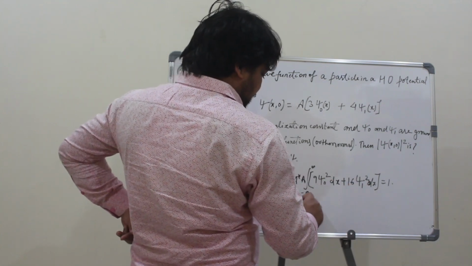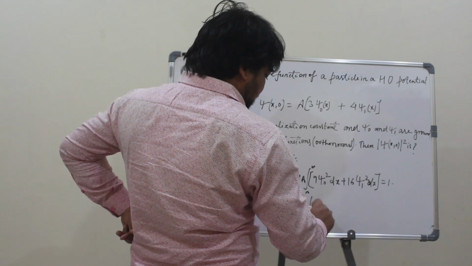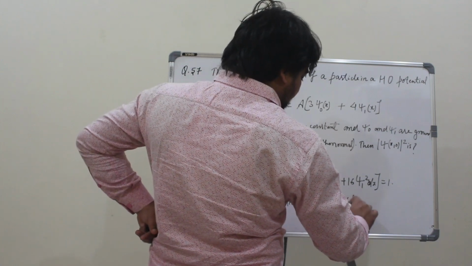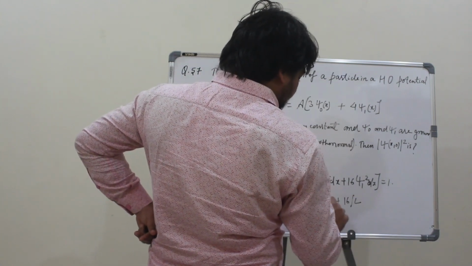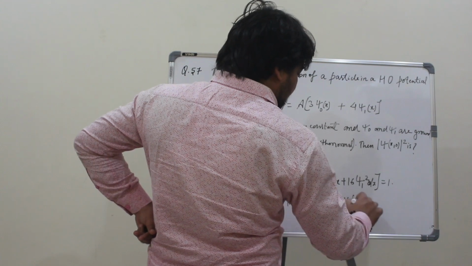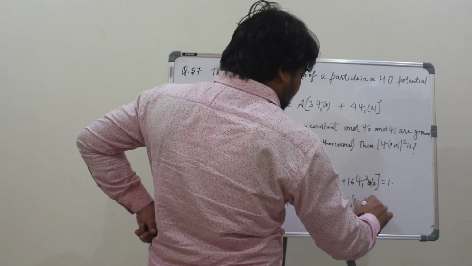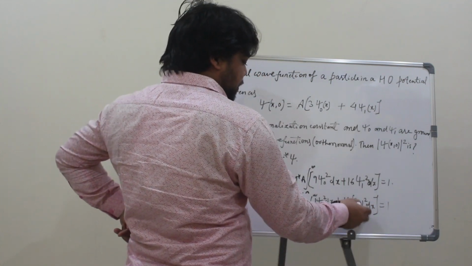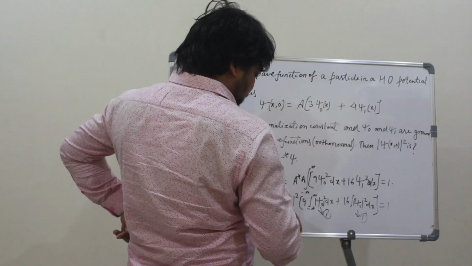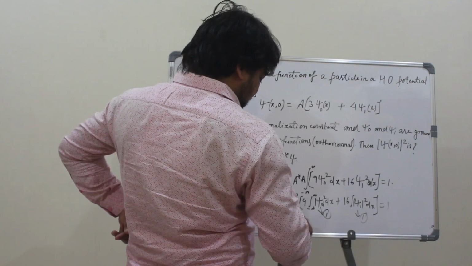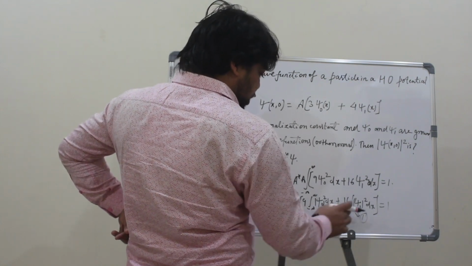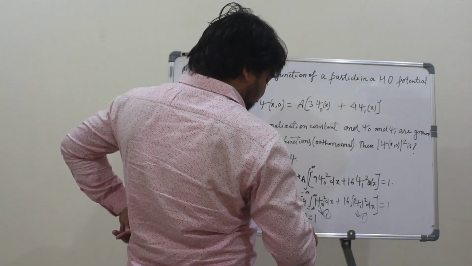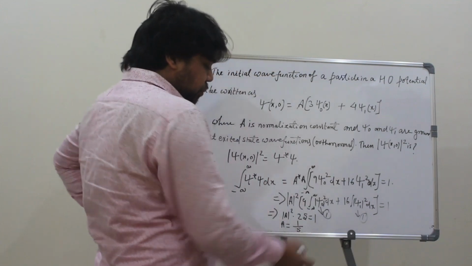Now they are normalized. Now this will give you 9 times the integral of mod psi naught square dx plus 16 times the integral of mod psi 1 square dx equals to 1, right? So this is nothing but normalized as 1 and this is 1. So giving you mod A square times 9 plus 16, which is 25, equals to 1. It means that A is nothing but 1 by 5, right?